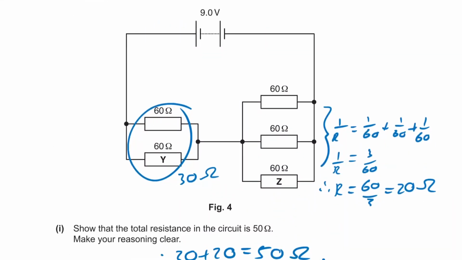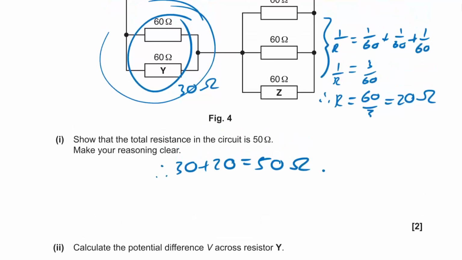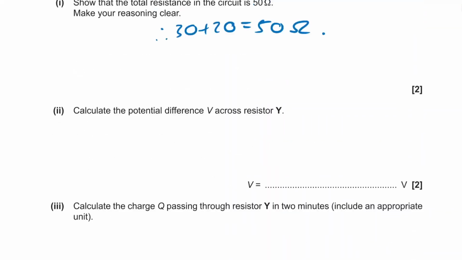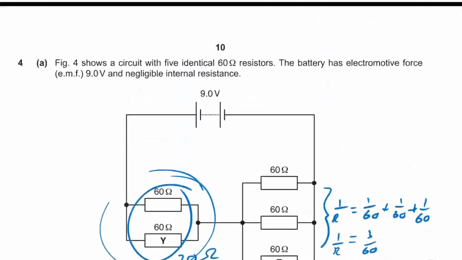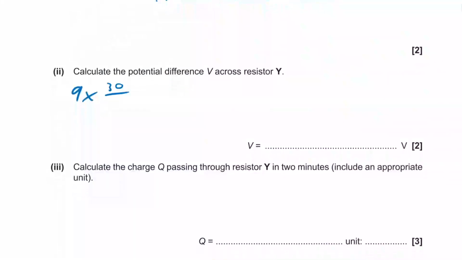Calculate the PD across resistor Y. Okay, so we know that these two are going to have the same PD, but that 9 volts is being shared across that 30 ohm branch and that 20 ohm branch. They're in series with each other. So we take our 9 volts total, we times that by our 30 ohms, but that's relative to the total 50 ohms. So in other words, 3/5 of 9, and that gives us 5.4 volts.